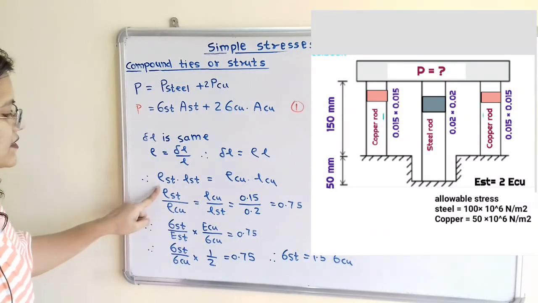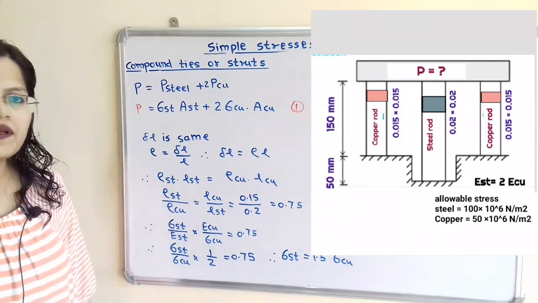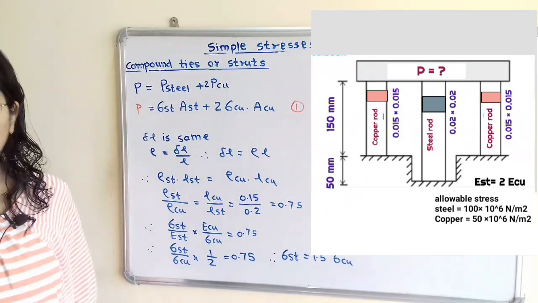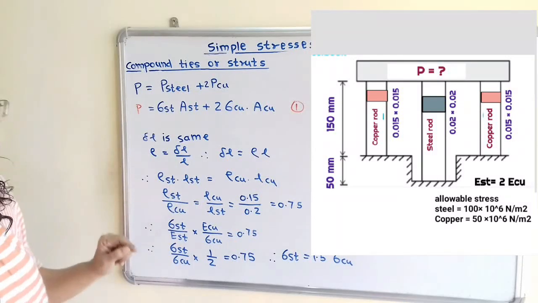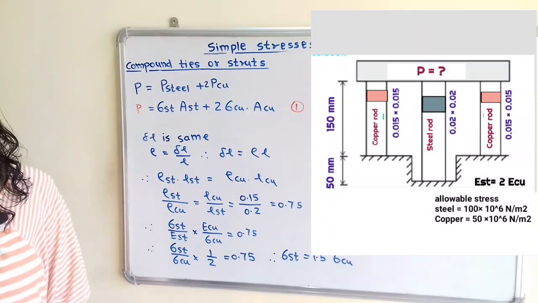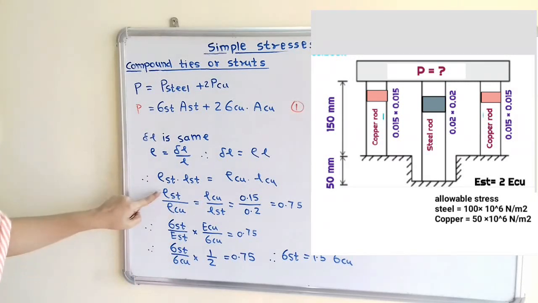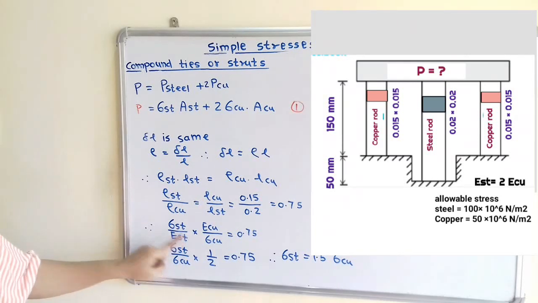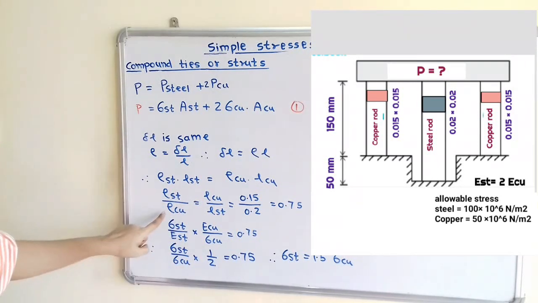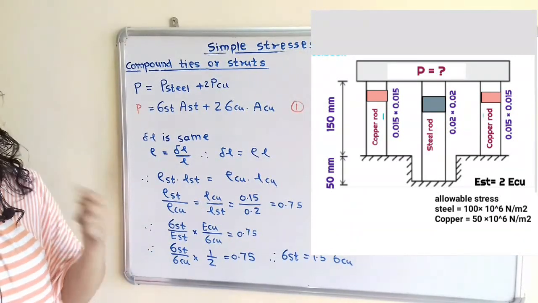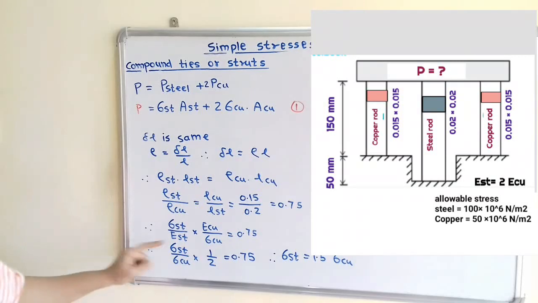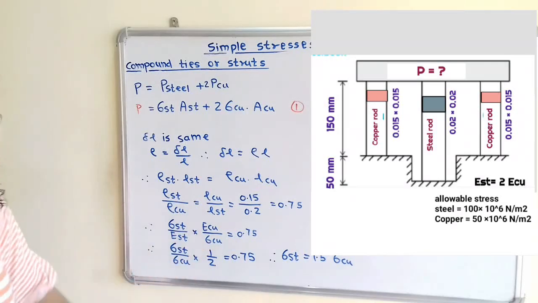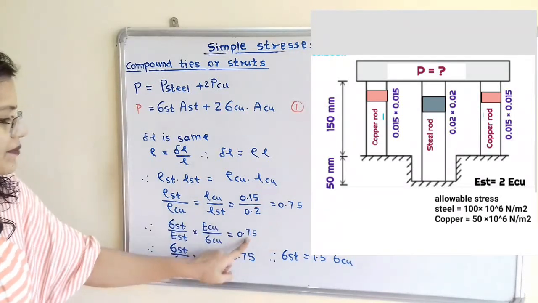Now how to write this strain in terms of stress sigma? Because we first have to find the stress in the steel rod as well as in the copper rod. Strain is equal to stress divided by Young's modulus. So strain in steel rod, that is stress in steel divided by Young's modulus of steel, divided by strain in copper rod, that is stress in copper divided by Young's modulus of copper. I will take this denominator term to the numerator, so it becomes E copper divided by sigma copper, and this ratio will remain the same.